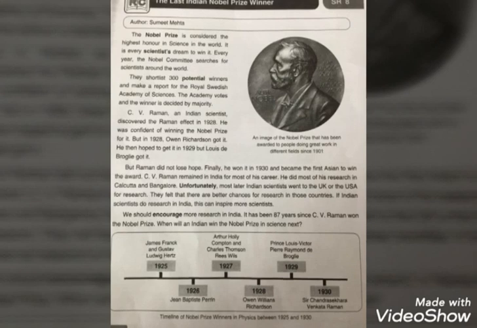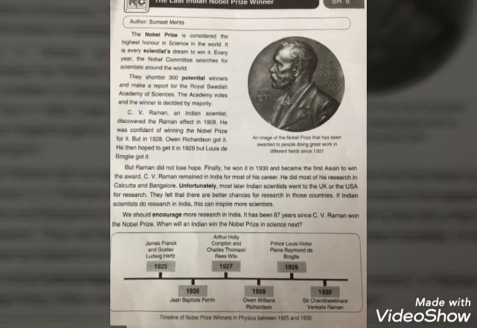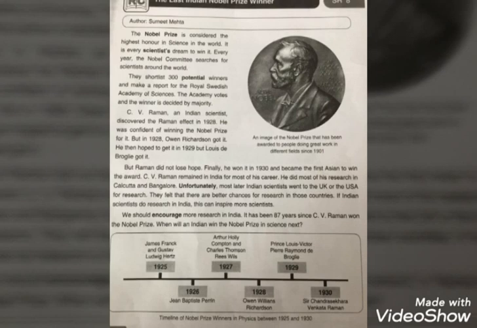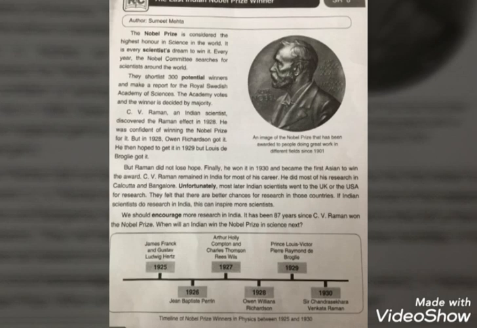C.V. Raman, an Indian scientist, discovered the Raman effect in 1928. He was confident of winning the Nobel Prize for it. But in 1928, Owen Richardson got it. He then hoped to get it in 1929. But Louis de Broglie got it. But Raman did not lose hope. Finally, he won it in 1930 and became the first Asian to win the award.